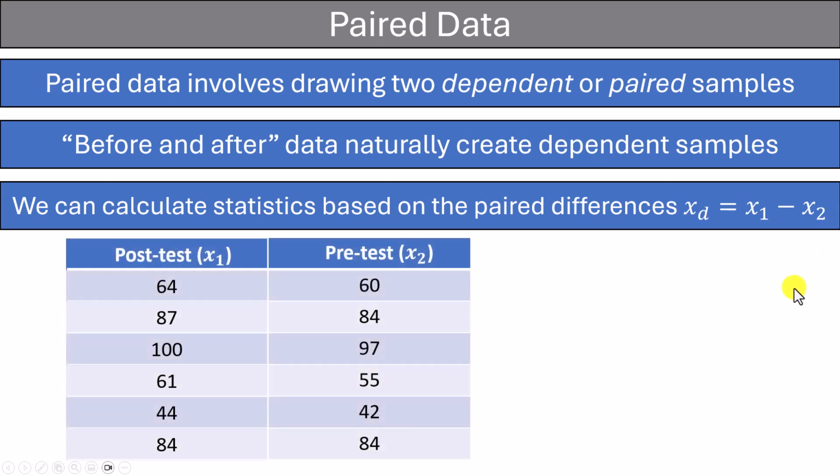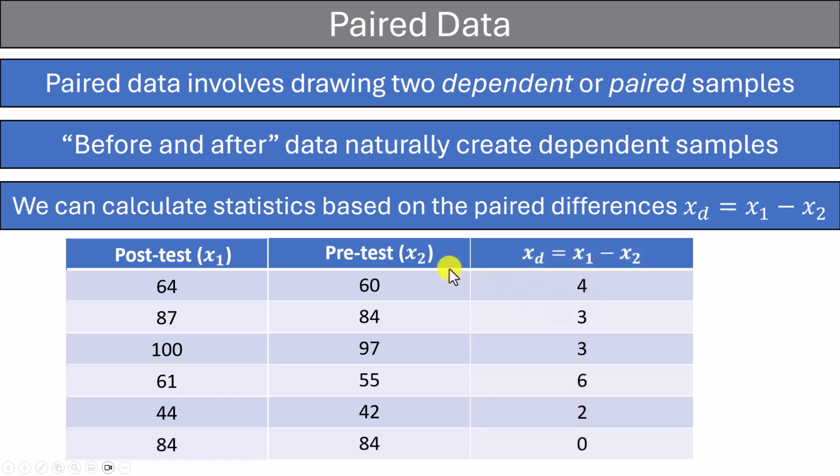For example, let's assume that we are collecting data related to pre- and post-test scores. X sub d would be the difference between the two scores. So we have 64 minus 60, which is equal to 4, 87 minus 84 is equal to 3, etc., all the way down. It's important to note that the pre- and post-test scores each relate to the same individual.